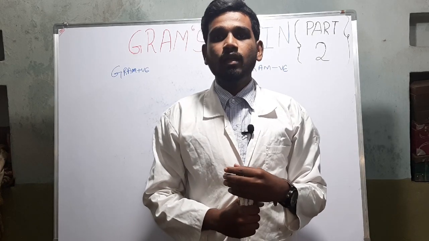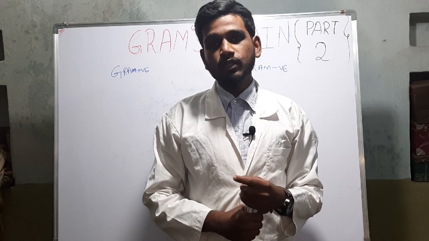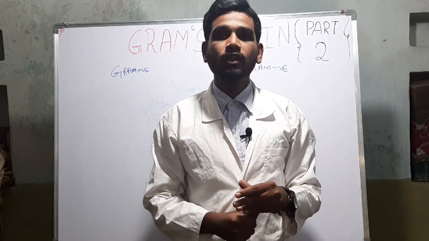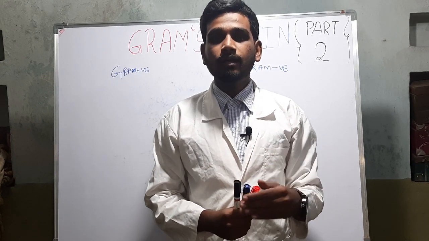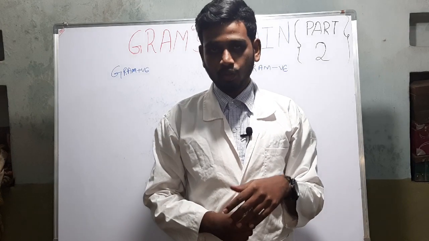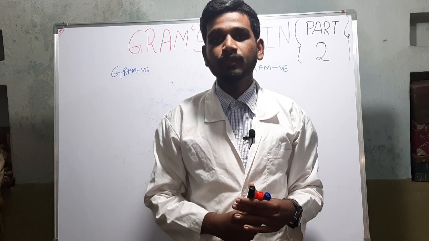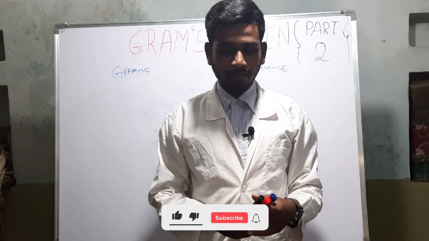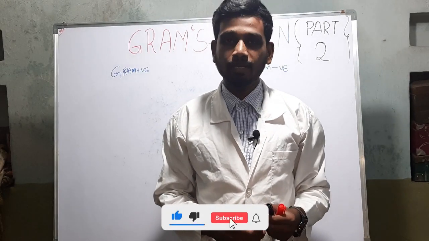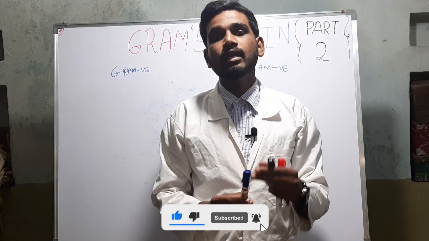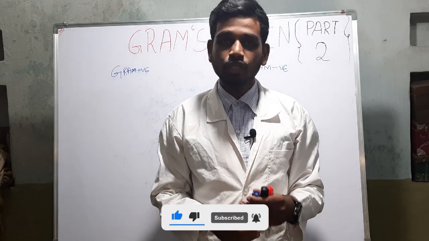So first we will understand the concept of the cell wall, then you will be able to understand the impact of the whole staining on the cell wall. It is easy to understand. So first we will differentiate between the gram positive and negative bacteria. First we will see the similarities, then we can go for the differences.